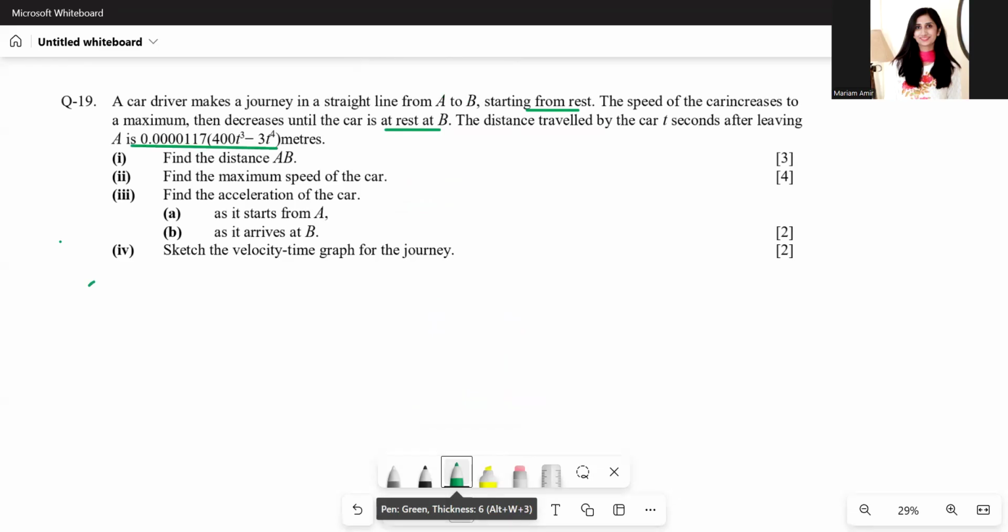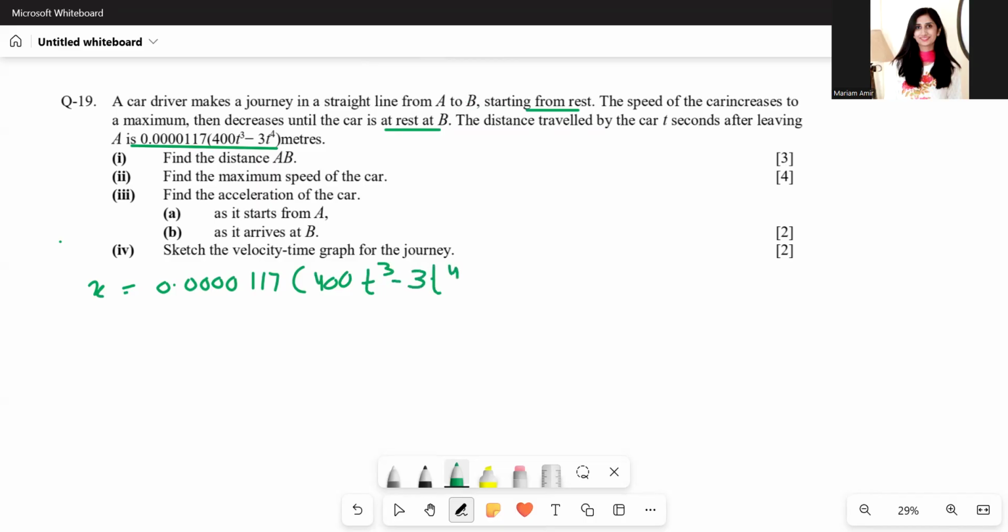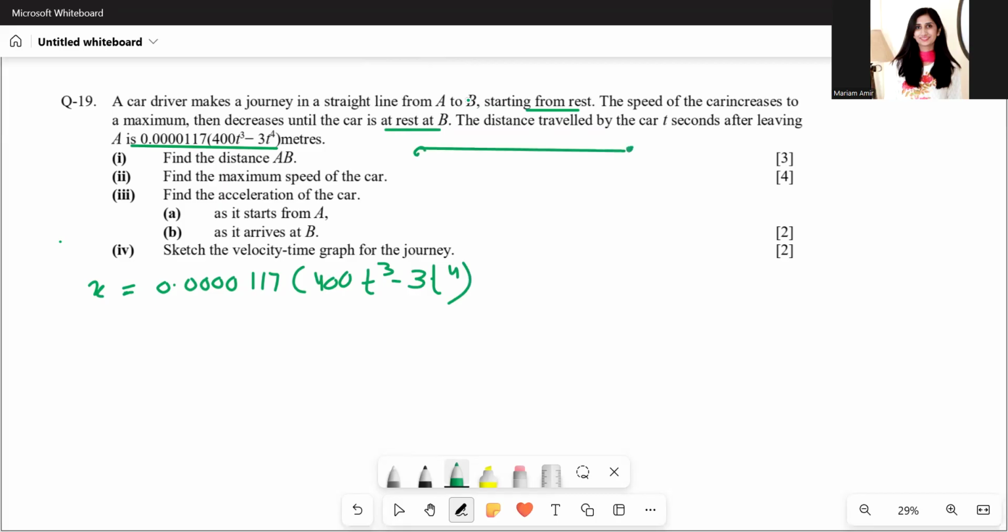Okay, so we know x equals 0.00000117 times (400 t cubed minus 3t to the power 4). We need to find the distance AB. So we don't have a value of t that we could substitute here. So what we need is the value of t when this car reaches B.